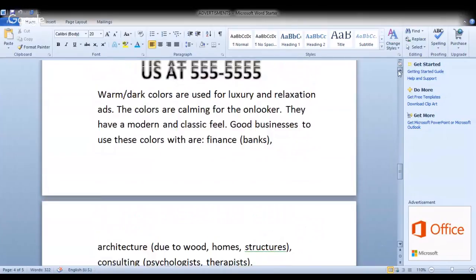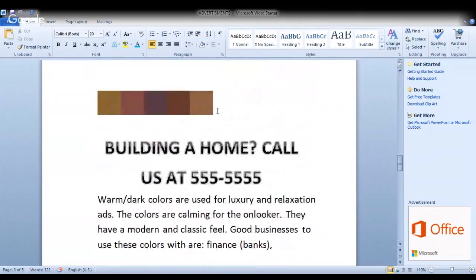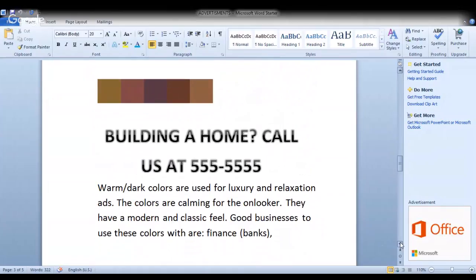Okay, so this is also more serious, kind of relaxing, but solid. I mean, these are very solid colors like wood. And so that's what this is kind of representing.